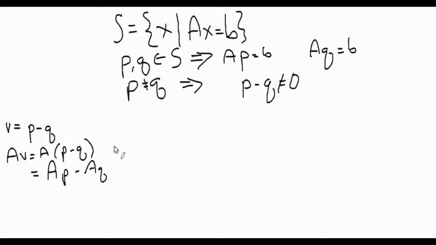But if we look up here, Ap is equal to b and Aq is equal to b. So both of these are equal to b. So we have b minus b. Of course, b minus b is 0. So what we get is Av equals 0.